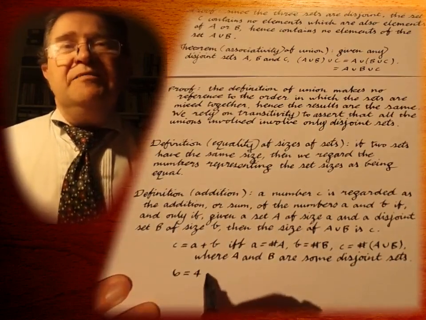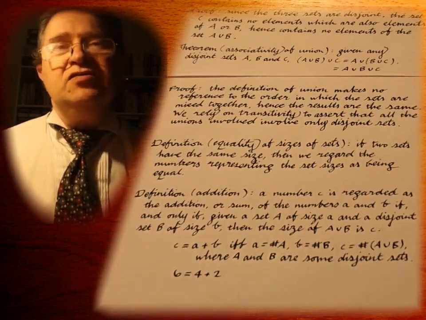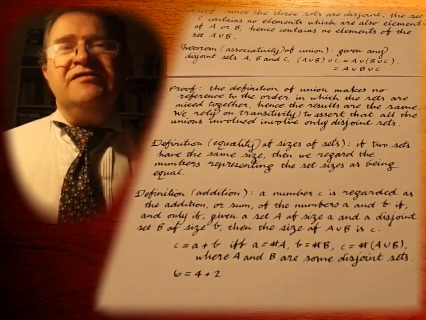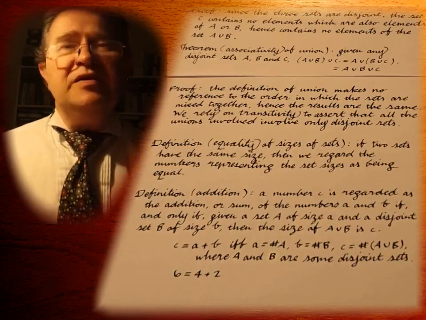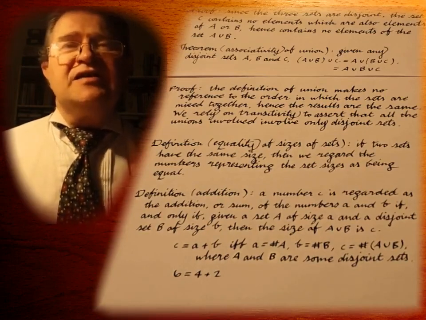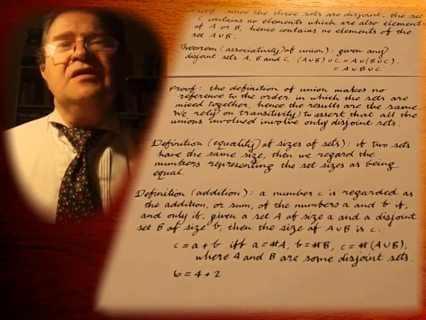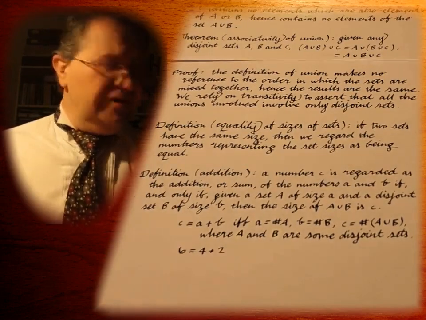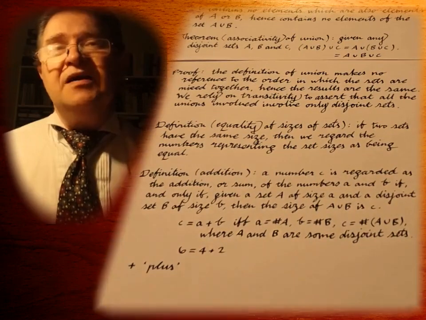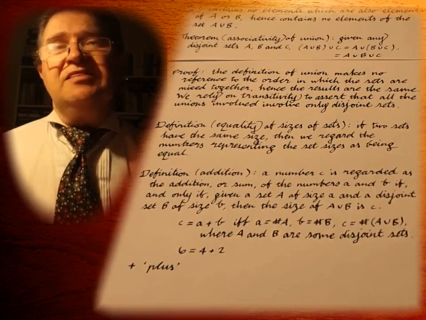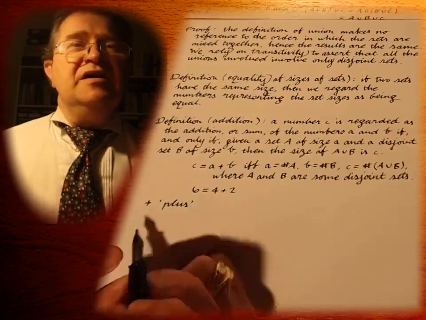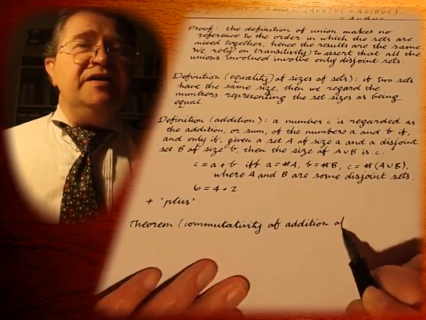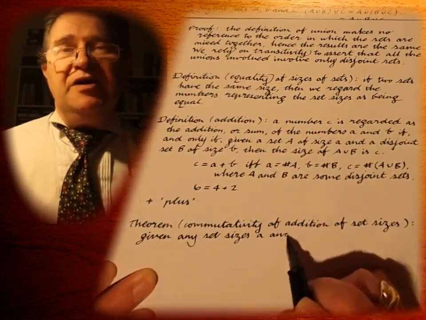A concrete example is that 6 is the sum of 4 and 2, because the union of the set of 4 pens and the set of 2 paperweights gives a set of 6 things. The operation of addition is denoted with the symbol plus, again a universally understood thing. Given any set sizes A and B, A plus B equals B plus A.